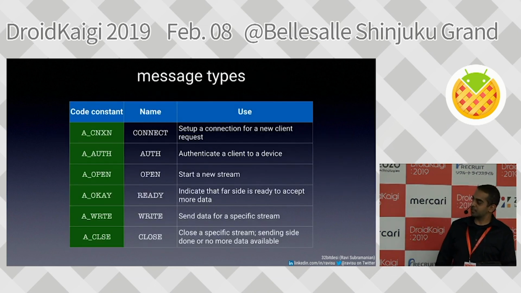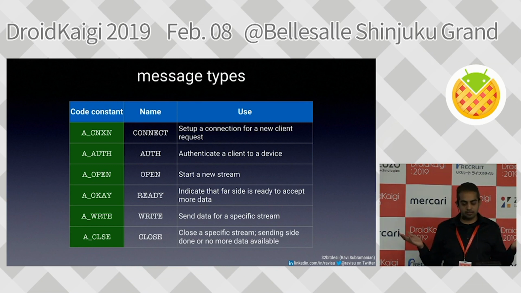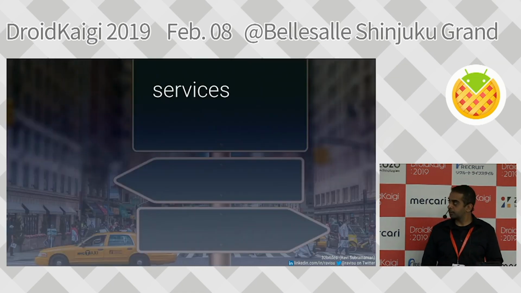So these are the message types. I won't go through all of them, but we'll actually revisit them later. What I wanted to show is that this is basically it. There are 6 types of messages in the protocol. So it's a pretty simple, as I said, easy to understand protocol.